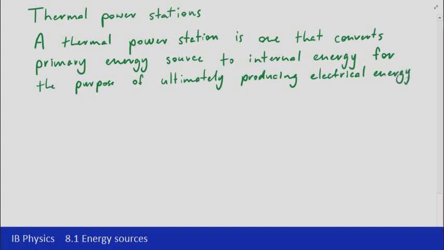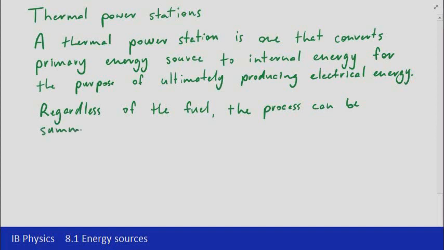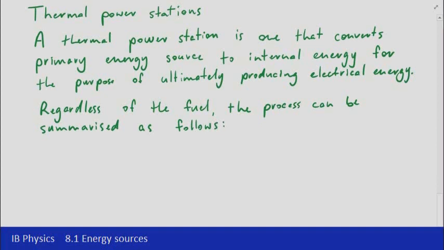Now, regardless of the fuel source, there's a few common steps that will be occurring in these thermal power stations. So whether it's biomass, nuclear fuel or fossil fuels, the process is basically the same. And the reason why it's the same is because once the primary energy source has been converted to an internal energy, then from there it's all basically doing the same thing, just in slightly different forms.